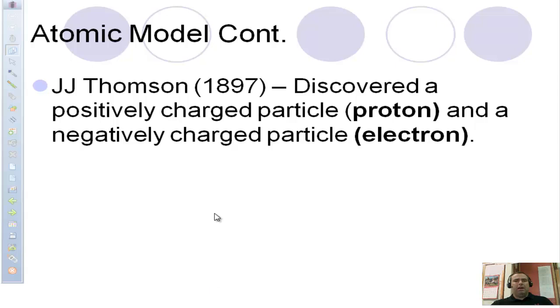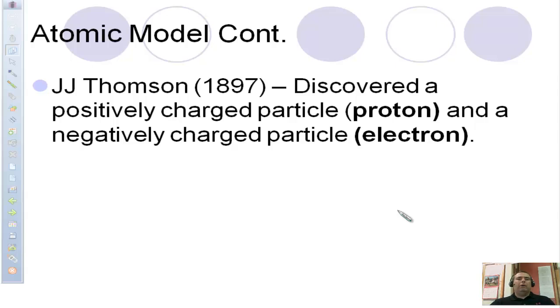Now, the plum pudding model was basically this. You had an atom that was circular in shape. Now, we had this filling inside, and this filling within the atom, we're going to say, was completely positive. Okay, so we're positive from there all the way around to there. Also, we said that there were these negative particles, and those negative particles were the electrons.